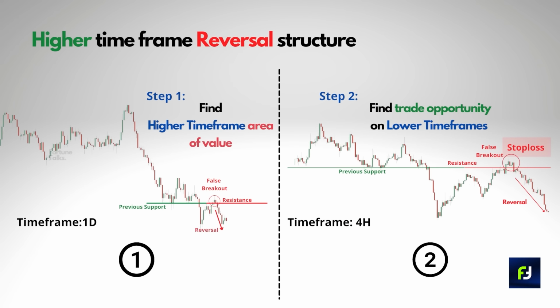So what exactly are we looking at? In case of this strategy, we have to look for a higher time frame area of value like a support or a resistance where the prices can eventually reverse, and you can then take a trade entry on a lower time frame with the help of a reversal candlestick for confirmation. In this case, there was a false breakout and you can leverage the highs of this false breakout to place your stop loss.